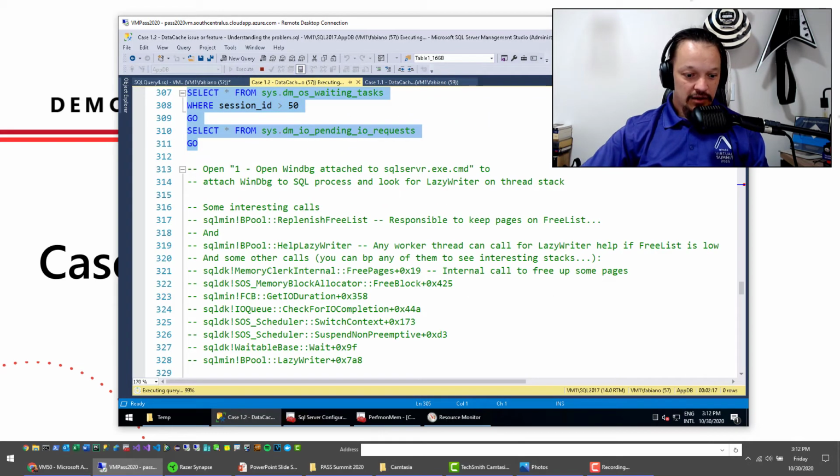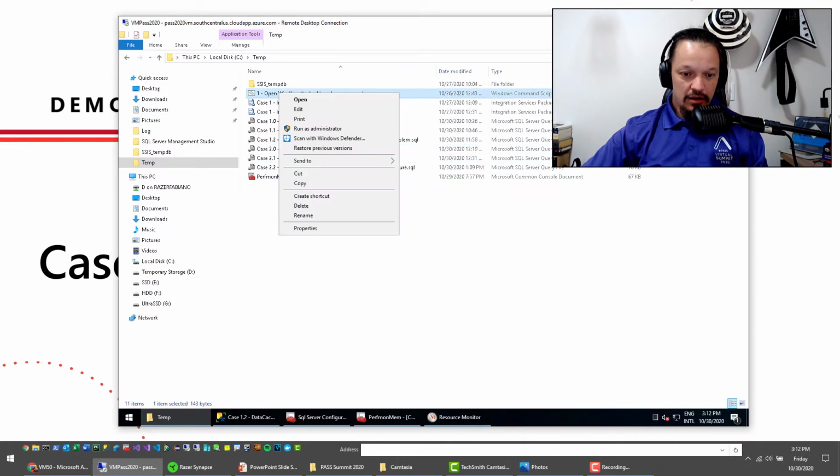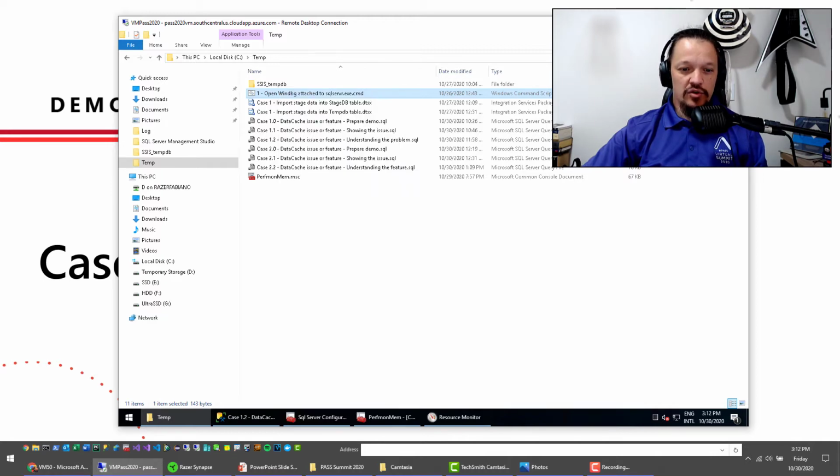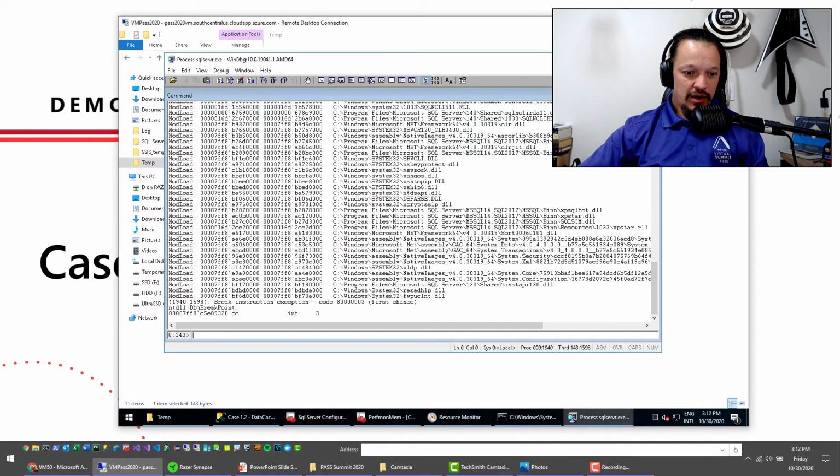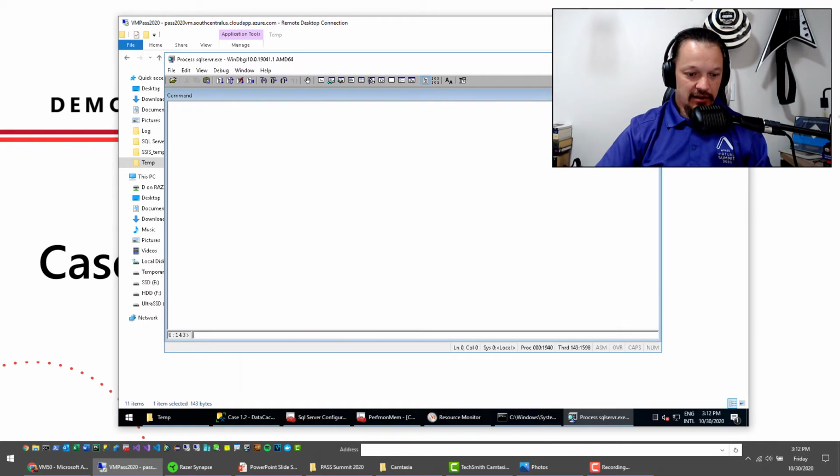I like this one. We can see what's going on in the stack, the thread stacks. So I'm going to open the Windows debugger here, and let's look at what's going on. Let me clean this.